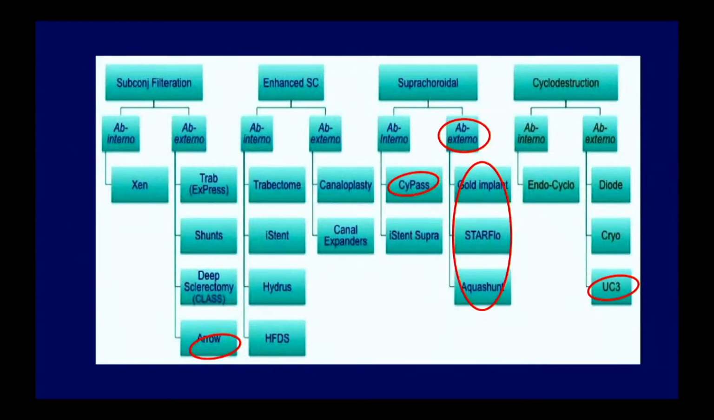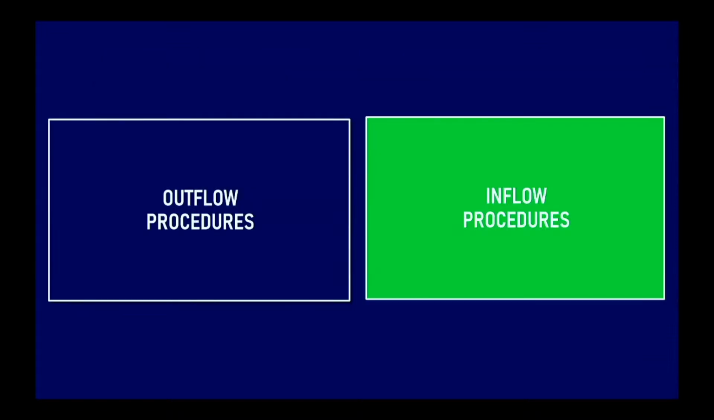In any question, it's always good to classify. So even if there is something on advances in glaucoma surgery, you can classify it like this: something which improves subconjunctival filtration, something which can improve the Schlemm's canal outflow, or outflow through the suprachoroidal space, or you go for destruction, which was briefly covered in the previous talk on laser also.